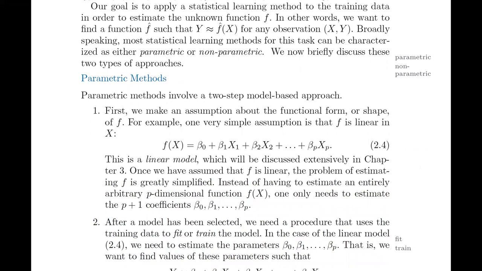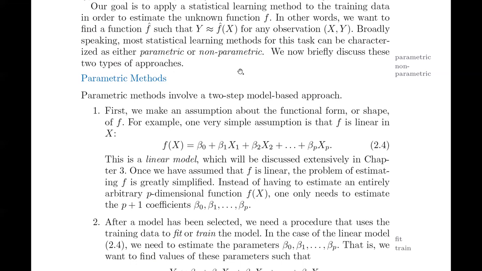And the book is reminding us time and time again, our goal is to apply statistical learning to the training data in order to estimate the unknown function f. In other words, we want to find a function, and we're going to read this as f hat, such that the true y value, the true output, is approximately f hat of x. Now remember, f hat of x will give you y hat, and you're hoping that your estimates are approximately equal to the true output value, and this holds true for any observation x. That's your training data, together with the output. The output is within the training data as well. The distinction is we're using x to predict y.